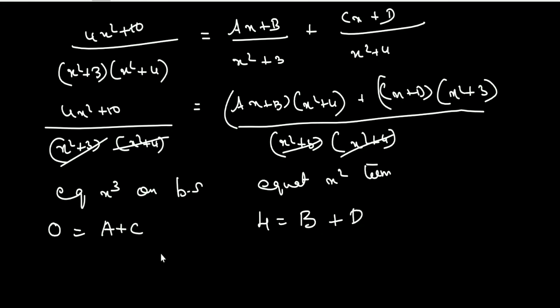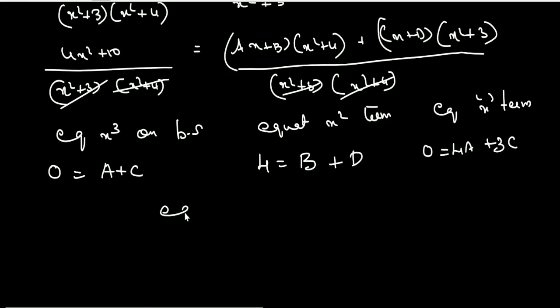Now these two will not be enough because you have 4 variables, so you need 4 equations. Now equate the x term. There is no x term on the left side. On the right side, which one will give you an x term? a, isn't it? 4a. Here the x term will be 3c. So 4a plus 3c is equal to 0. Then equate the constant term. This side it is 10. Right side the constant is 4b plus 3d.